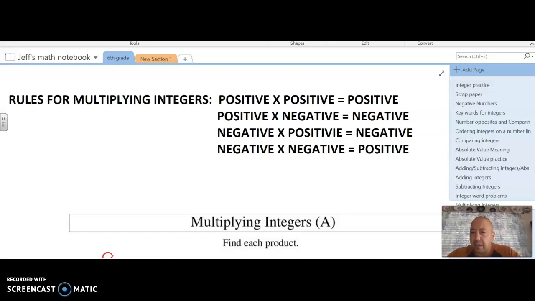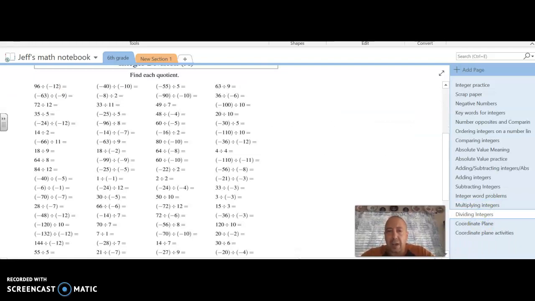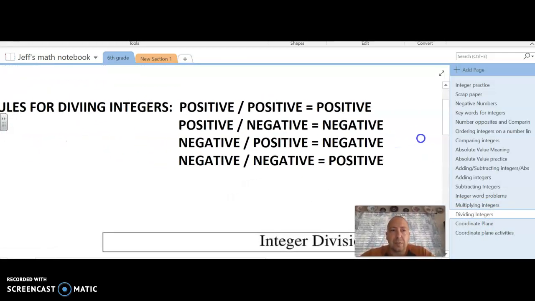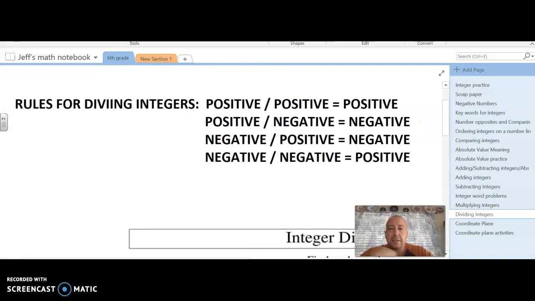Now, if we look at dividing integers, we have certain other rules for that. They're very similar to multiplying. We have positive divided by a positive is a positive. Positive divided by a negative is a negative. A negative divided by a positive is a negative. And if we have a negative divided by a negative, it equals a positive. So very similar rules to multiplying.